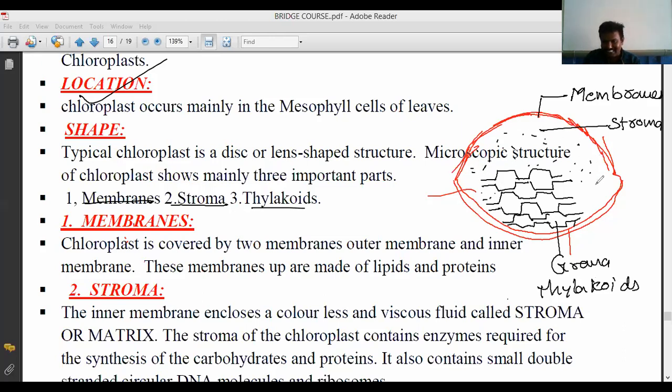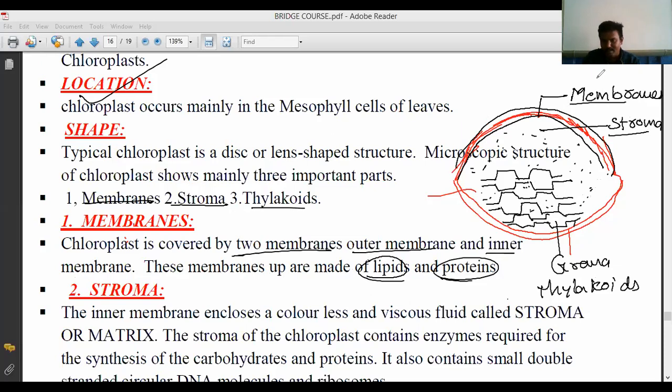So this is the stroma, a colorless, viscous fluid. Viscous means a thick fluid. Chloroplast is covered by two membranes, the outer membrane and the inner membrane. These two membranes are made up of lipids and proteins. Next is stroma. The inner membrane encloses a colorless, viscous, thick fluid. That area is called stroma.